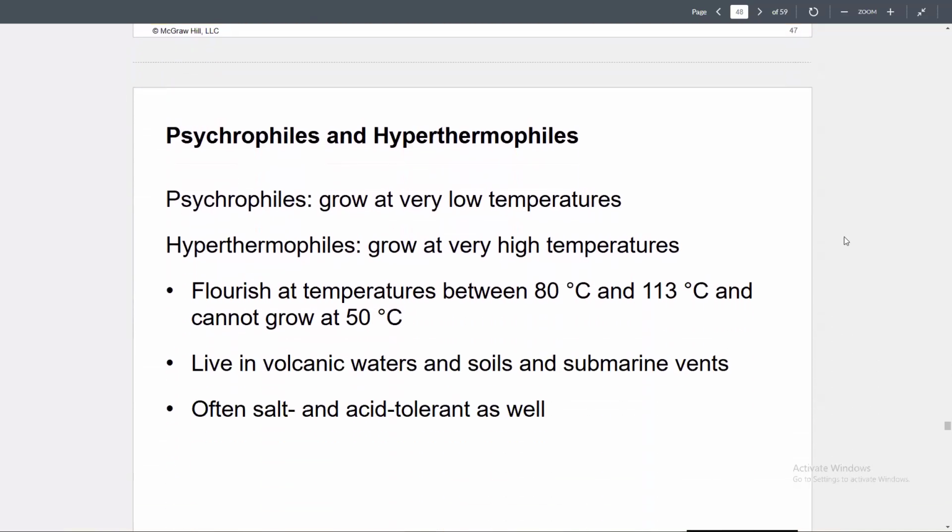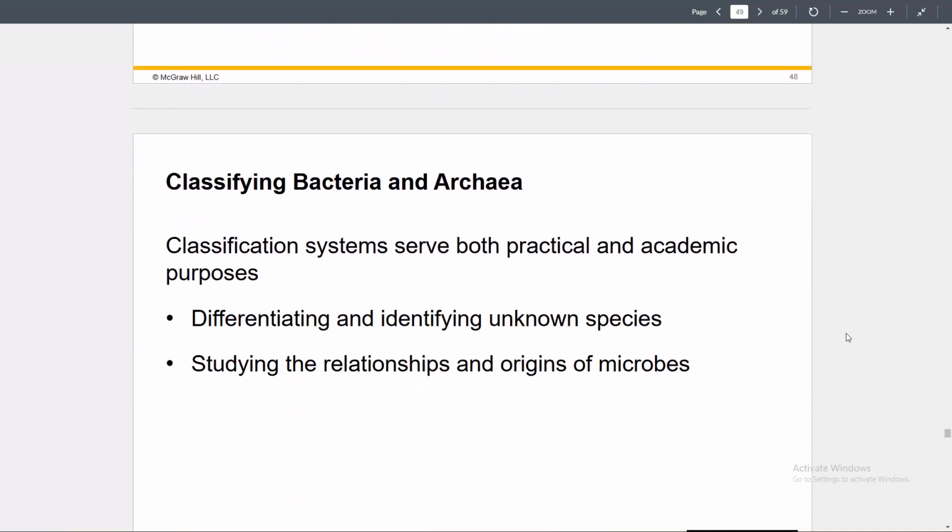Then we have psychrophiles. Psychrophiles live in the cold, and then hyperthermophiles that live in extreme high temperatures. We're talking above boiling. Remember, 100 degrees Celsius is boiling. These guys thrive at like temperatures at like 113 degrees Celsius. Tell me that's not crazy.